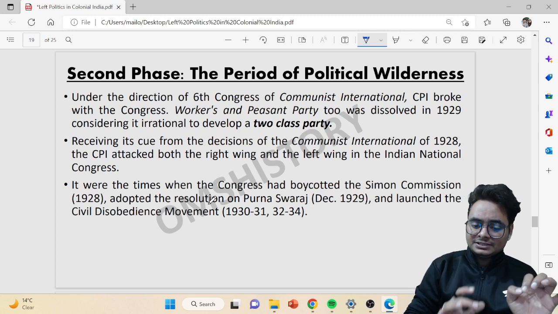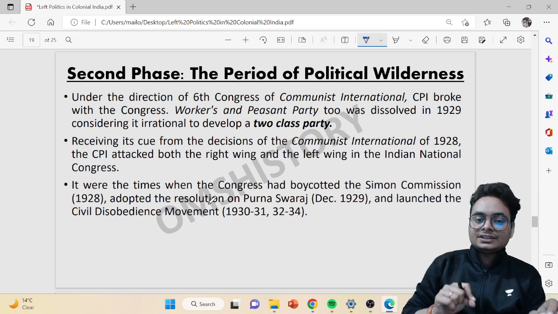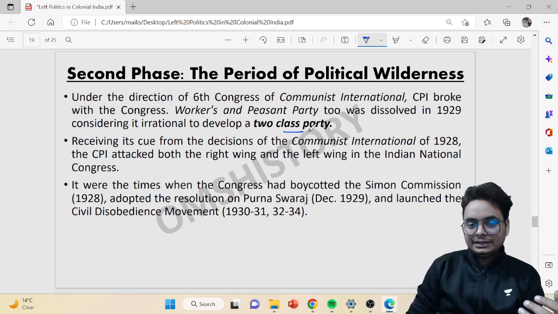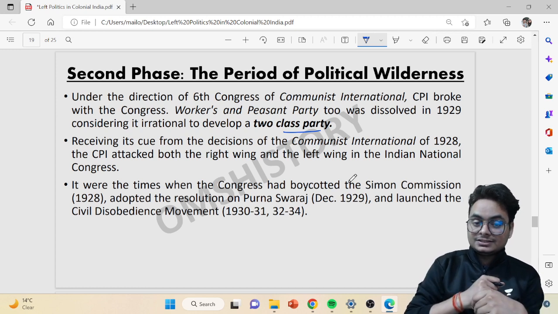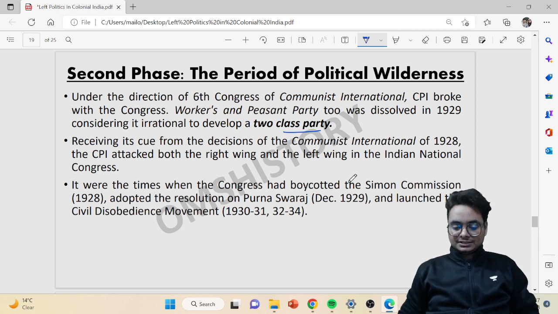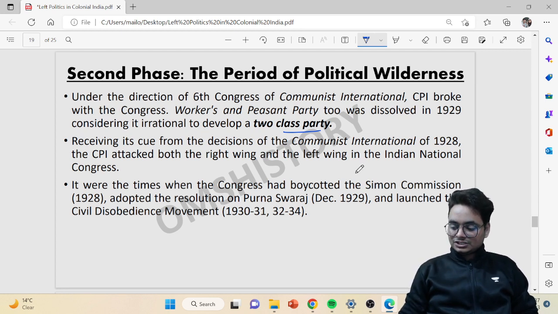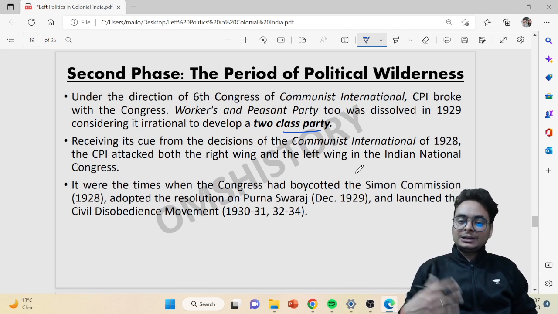Now the Workers and Peasant Party, WPP, also got dissolved in 1929, considering it irrational to develop a two-class party according to the Communist International, because the Workers and Peasant Party was considered as belonging to two separate classes, which the Communist Party of India considered actually wrong and absurd, and we should not talk in such a manner. That's why we see that the Workers and Peasant Party was completely dissolved in 1929, and you do not hear about it further.